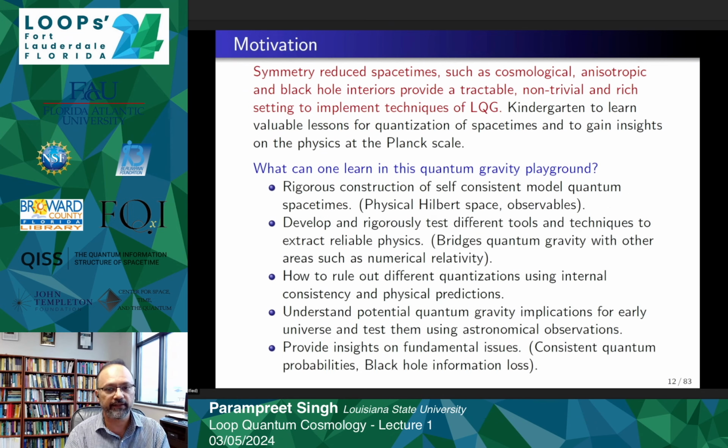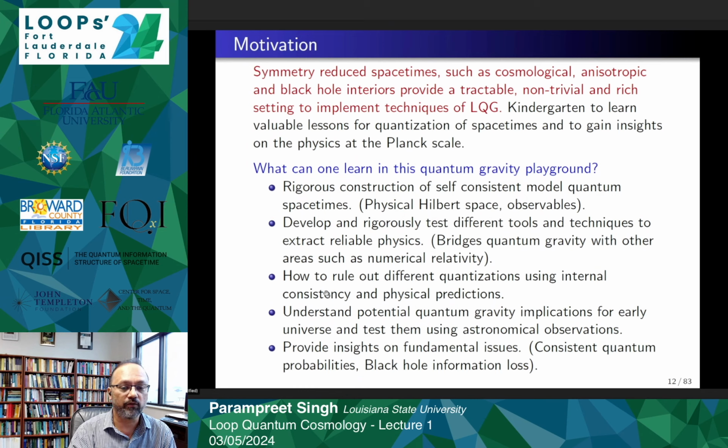And what can we learn in this quantum gravity playground? We can learn how to do a rigorous quantization in a self-consistent way, which means that we can learn how to figure out the physical Hilbert space and the observables. We can rigorously develop and test different tools and techniques to extract reliable physics. And also, experience shows that we can bridge to numerical relativity; numerical relativists themselves have played a very important role in the development of numerical techniques of loop quantum cosmology.